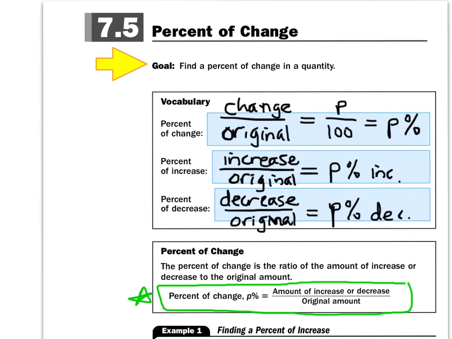Well, percent of change is just defined as how much the numbers change over the original would equal P over 100, or you could just write it as P%. Now, if they're talking about a percent increase, we're going to see the numbers increase over time. So we put that increase over the original, and that equals the percent increase. And of course, a percent decrease would be the decrease over the original equals a percent decrease. And your textbook put it right here.